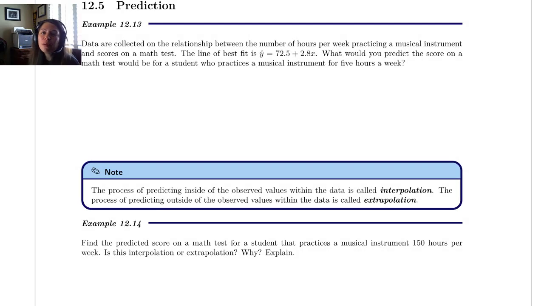So the next part is to talk about prediction. We kind of already talked about prediction in 12.3 with the regression equation, and we talked about residuals. We talked about in the sample that if r is close to positive or negative 1, then we could predict values within the scope of the model.